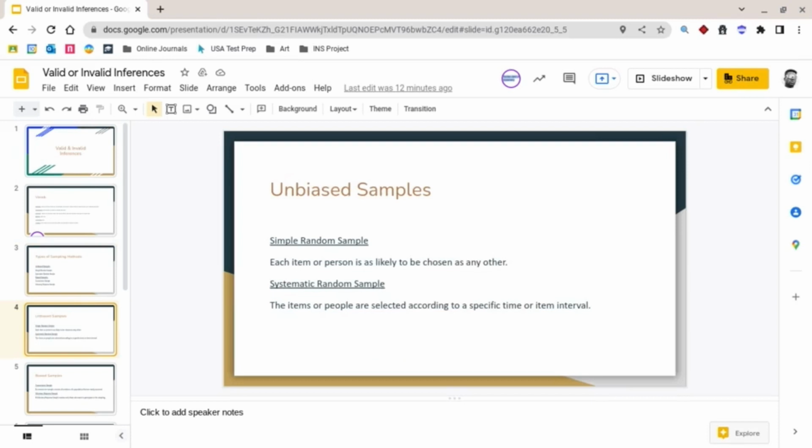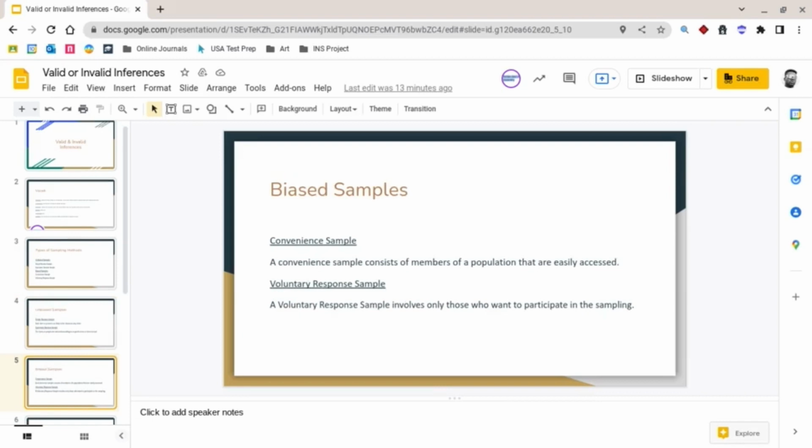Unbiased samples, like we talked about, are simple random sample and systematic random sample. In a simple random sample, each item or person is as likely to be chosen as any other. In a systematic random sample, the items or people are selected according to a specific time or item interval.